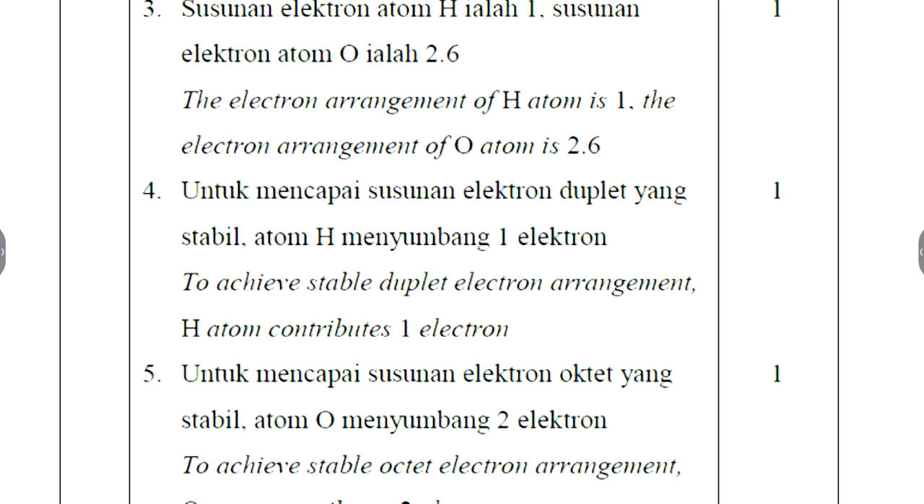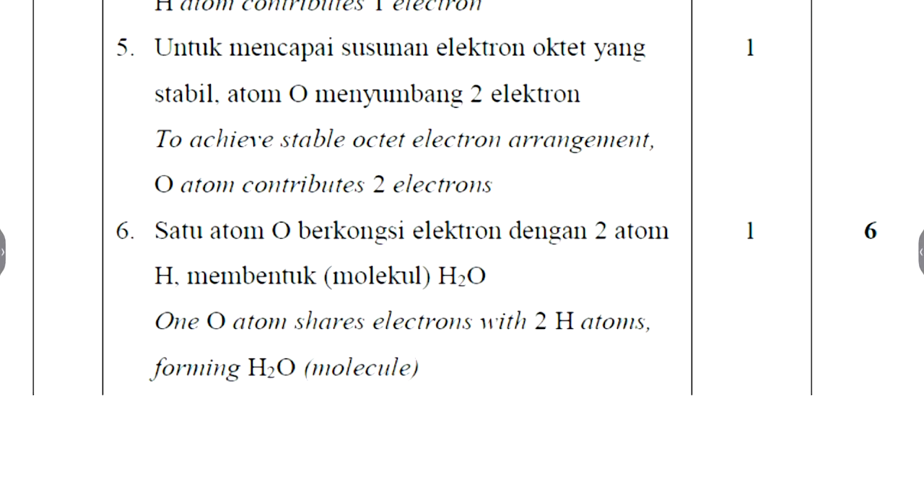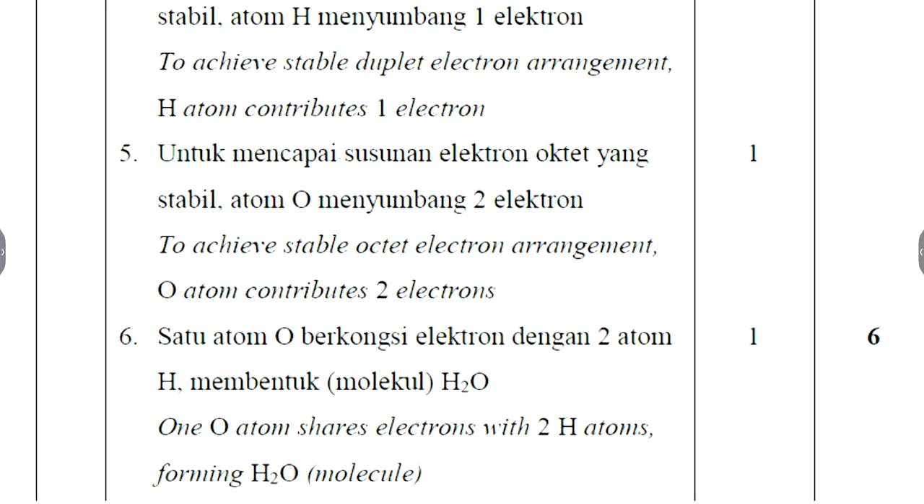If it's covalent, covalent answers. Okay, so you say electron arrangement, hydrogen is 1, oxygen is 2, 6, okay? To achieve stable duplet electron arrangement, to achieve stable octet electron arrangement. So these 2 sentences are usually used, okay? Untuk mencapai susunan octet yang stabil. If it's ionic, you say atom oxygen menerima 2 electron. That if it's ionic. If it's covalent, you say atom oxygen menyumbang 2 electron.